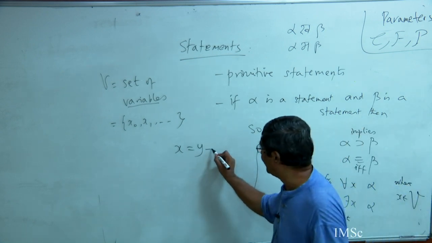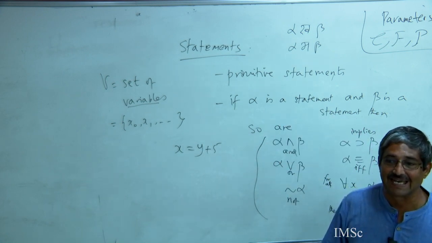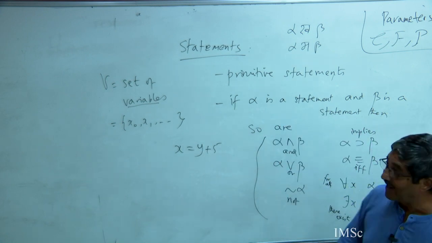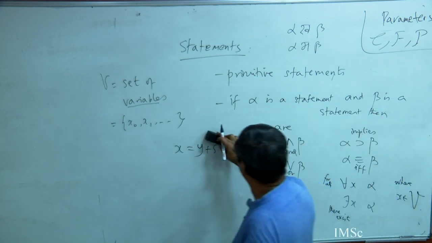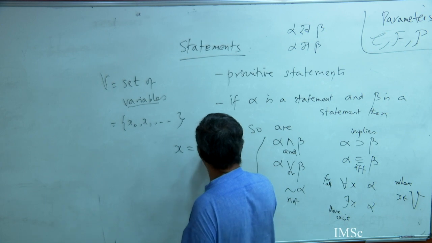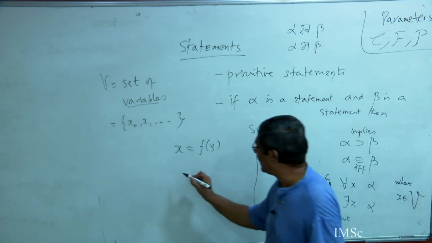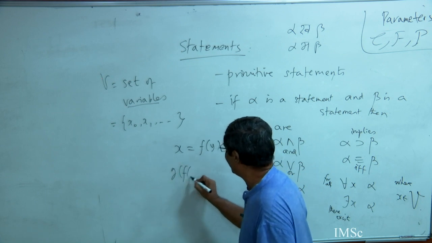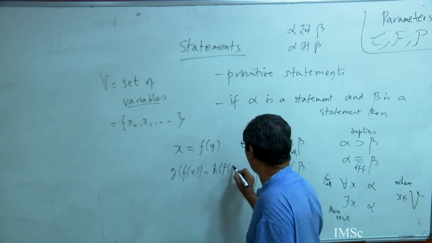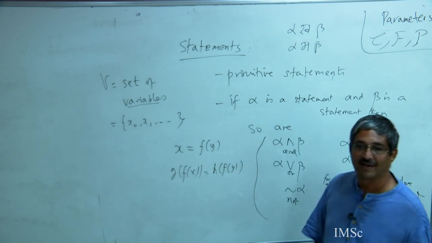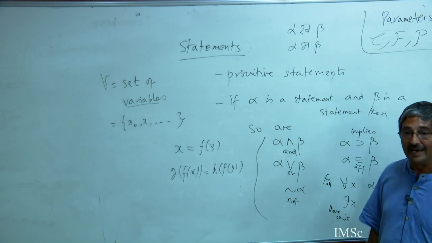We want to write x equals y plus 5. Where is the plus 5 coming in? There is no plus in my language. But you have a supply of function symbols, right? So I do want to write x equals f of y. And then if you think a little bit further, why shouldn't I write g of f of x equals h of f of y, right? All these are okay. And that's the whole idea.